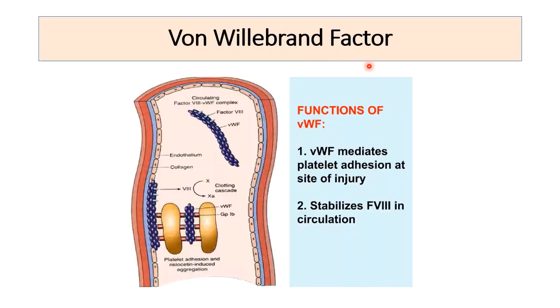Special mention to the von Willebrand factor, which has two main roles. One is it mediates adhesion at the site of injury that we just saw with the help of the GP1B receptor. The platelet adheres to the site of injury with the help of von Willebrand factor. And another important role is stabilization of factor VIII in circulation. So this is important to remember because a von Willebrand factor defect can affect both the primary as well as the secondary hemostasis.